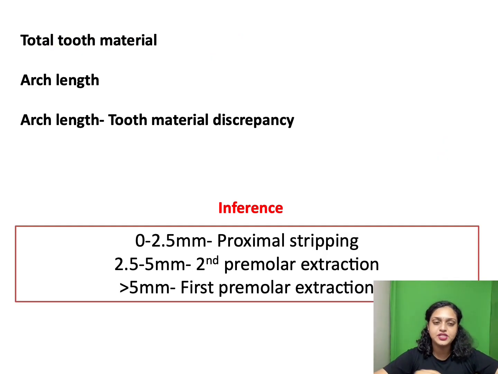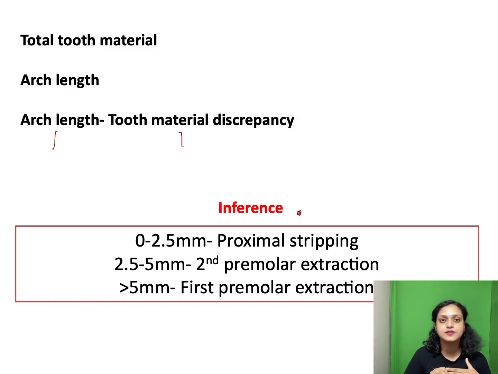How do they calculate? The mesiodistal width of all the teeth is measured using a brass wire, and the total tooth material is measured with a ruler. Arch length is measured with a brass wire, and then both are subtracted. If there is excess space, then the arch length would be higher than the tooth material. If there is crowding, the arch length will be lesser. Based on how much less the arch length is, you make a small inference.